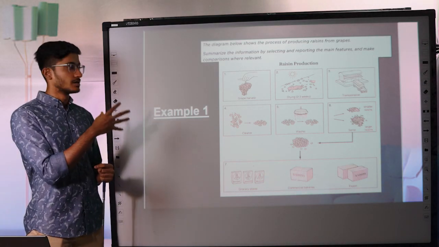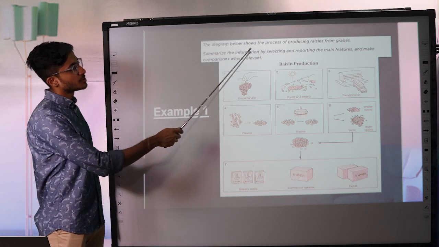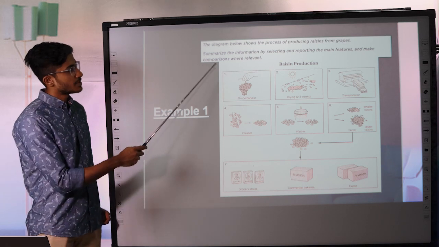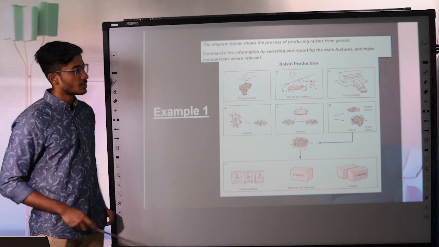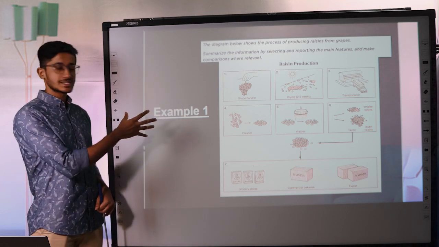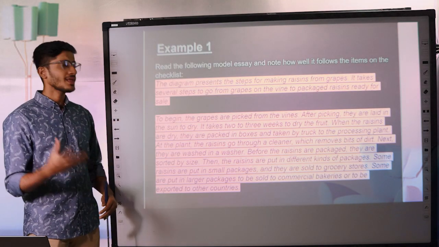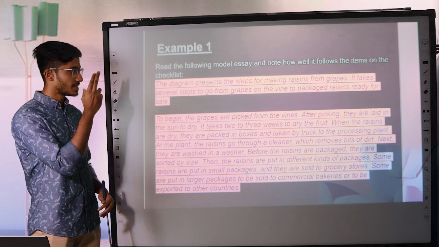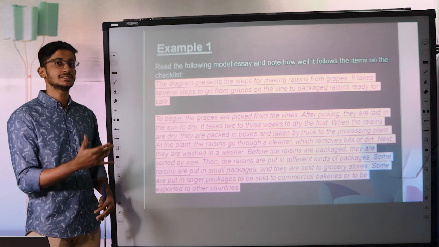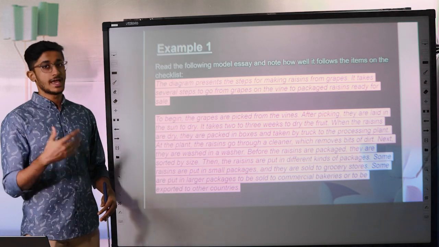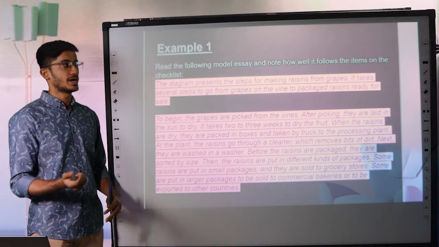So moving forward, let's take a look at this example. If you remember the grape example, in this example, the diagram below shows the process of producing raisins from grapes. Summarize the information by selecting and reporting the main features and make comparisons where relevant. Take a look at this picture, and now we will show you the model answer. What we are going to do is go through the answer, check it with our revision checklist and revise this whole essay. That is a tutorial of how you should revise your own essay when you write it.